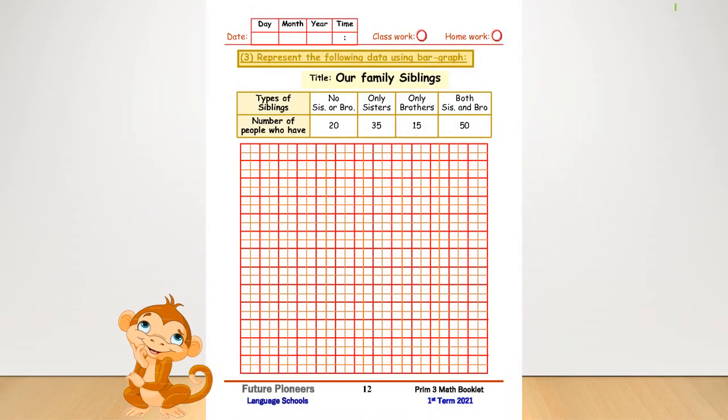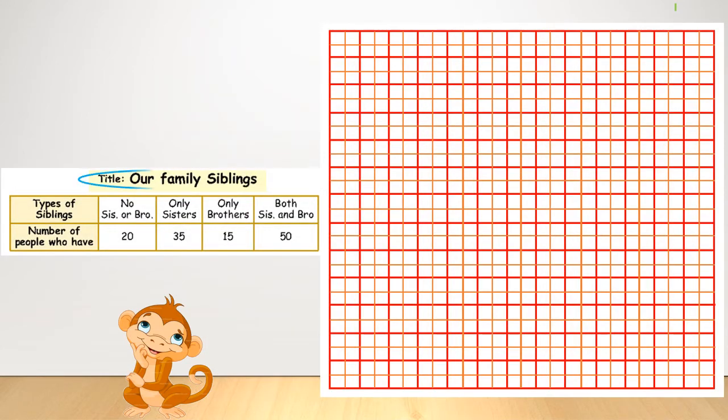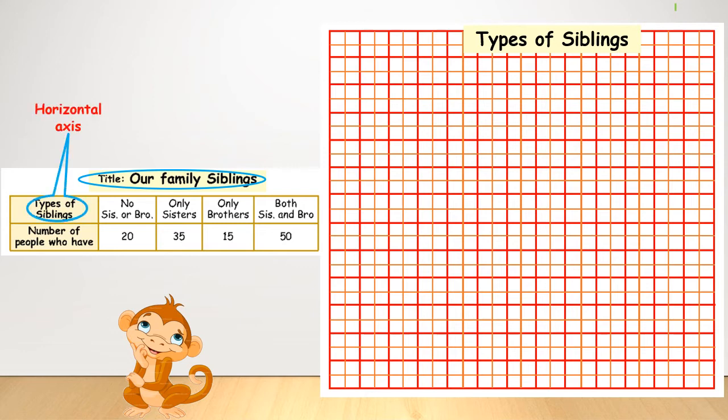Next one, exercise number 3, represents the following data using bar graph, our family siblings. Our title is types of siblings. We write it on the graph before we draw anything. Then, drawing first X, horizontal X, types of siblings using your pencil and the ruler. Okay? And name it with types of siblings.